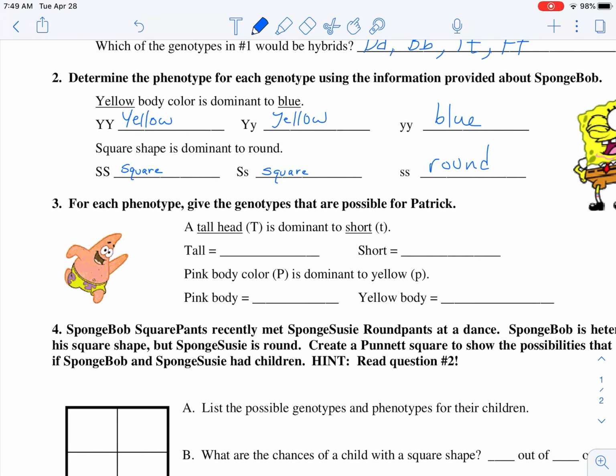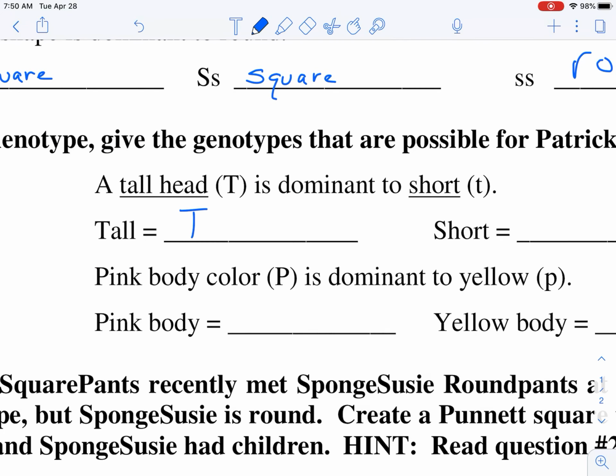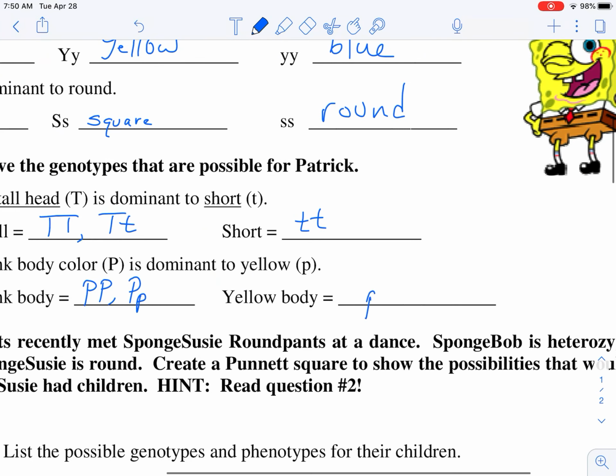For number 3, you're doing the reverse. It gives you a phenotype, and you need to write what genotypes would give you that result. So if the tall head is dominant to the short, you would have 2 capital T's as a possible genotype, or a capital and a lowercase. For the short phenotype to show up, you would just have 2 lowercase t's as your only genotype. Next one, pink body color, capital P is dominant over yellow. So to get a pink body color, you would have 2 capital P's or one of each. To get yellow, you would have to have 2 lowercase p's.